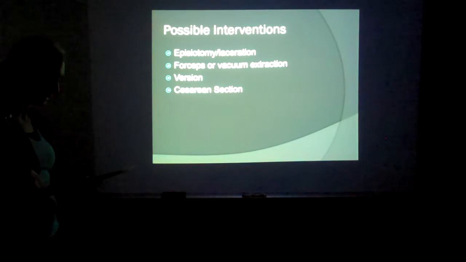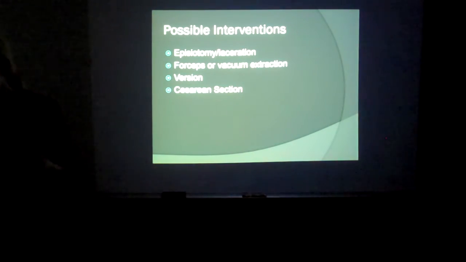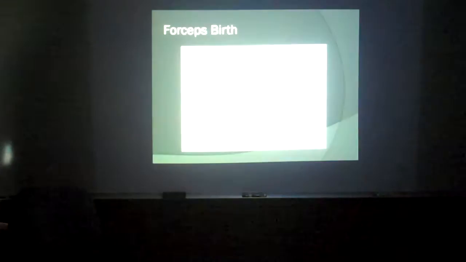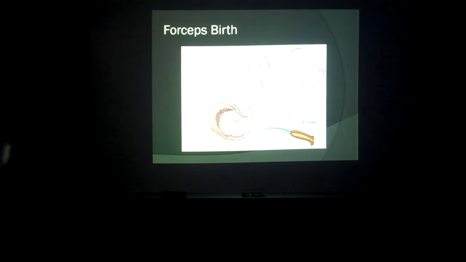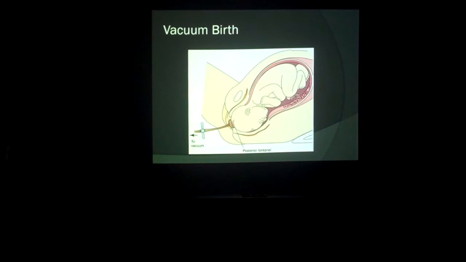Cesarean section rate in 1970 was 5.5%. Currently, it's 30% or higher, depending upon what hospital. Here's a picture of forceps. Picture of a vacuum.